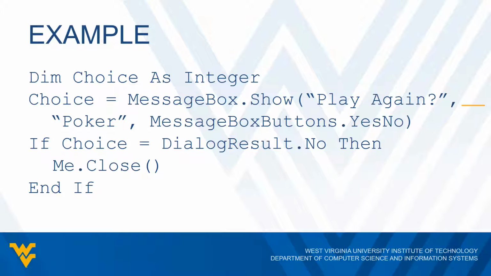Now technically, yes and no would correspond to integers, which ones we're not too worried about. We just know there's some integer that represents yes, some integer that represents no for the DialogResult enumeration. So whatever that is gets stored in choice. So then we have our If-Then statement that checks if choice equals DialogResult.No. So if we did click on the no button, then that means we would call Me.Close, which would end the application. So this is just a very simple example to show how we can use these enumeration values.